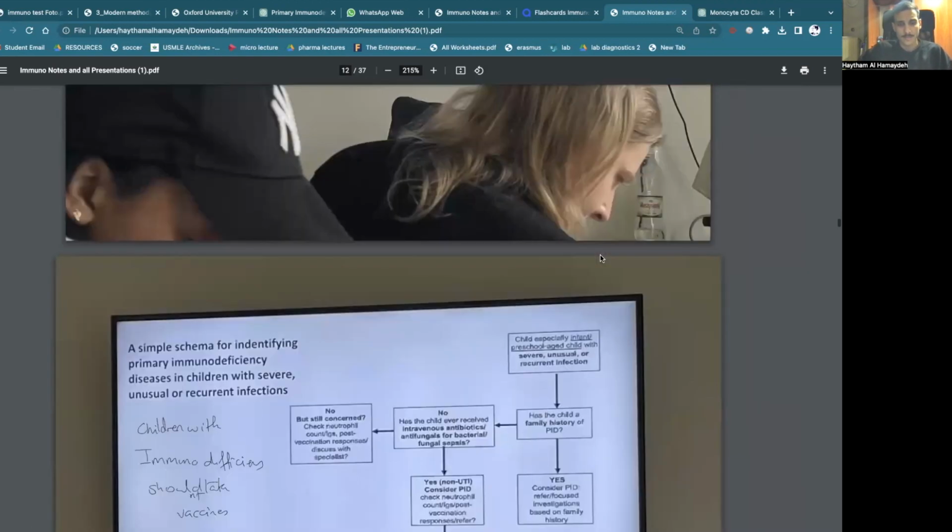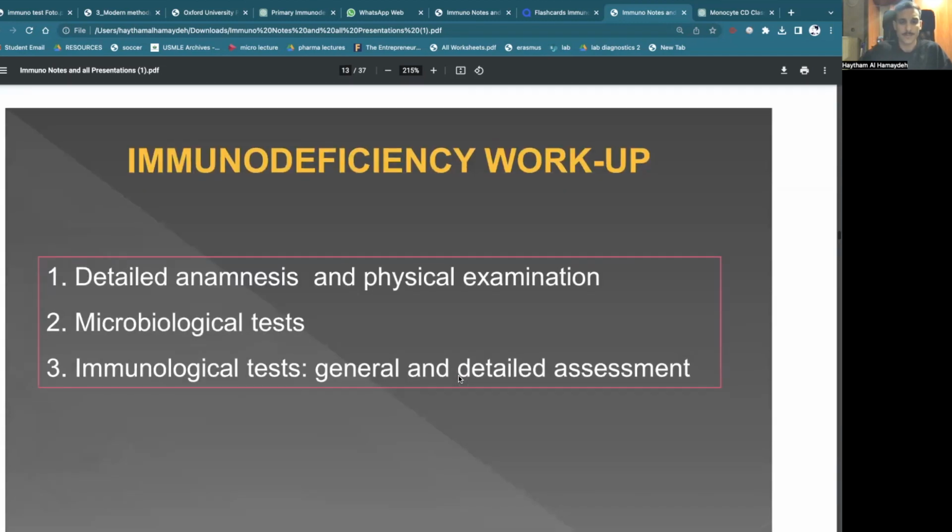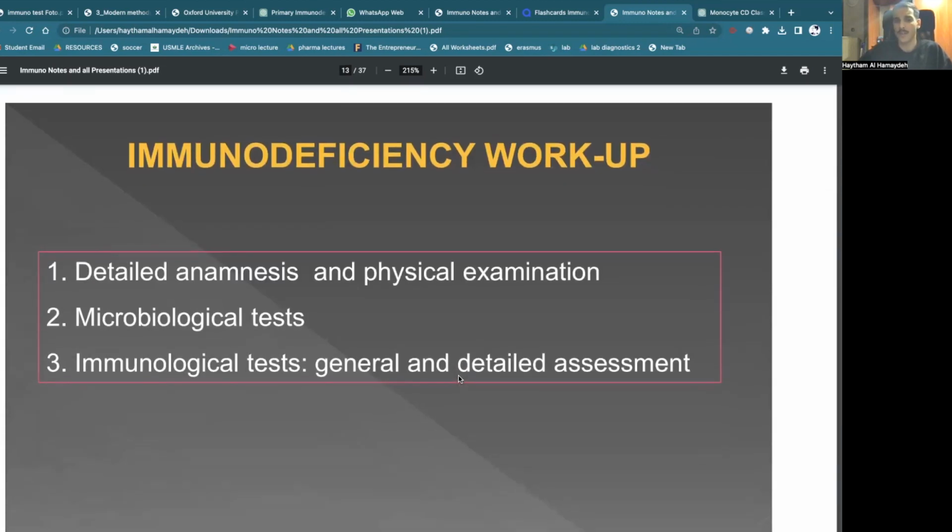This is just a way in which we can identify whether the child has an immunodeficiency or not. And you can just read it for yourself. I'm not going to go through it, but the conclusion is that if a person has immunodeficiency, then they should not be given vaccines, because vaccines can induce a reaction within them that can make them sick, because their immune system is not functional. Now, the immunodeficiency workup and some tests that we can perform to evaluate the presence of different cells and the functionality of them.